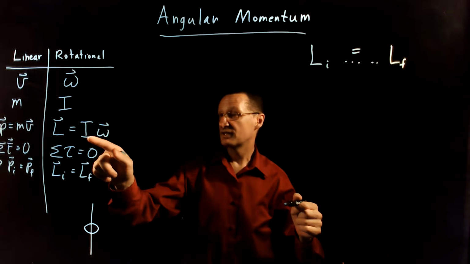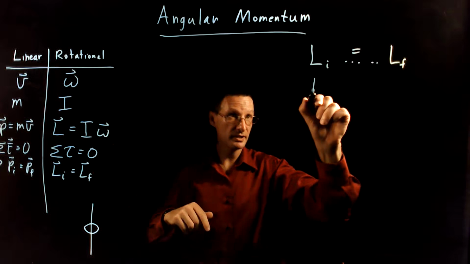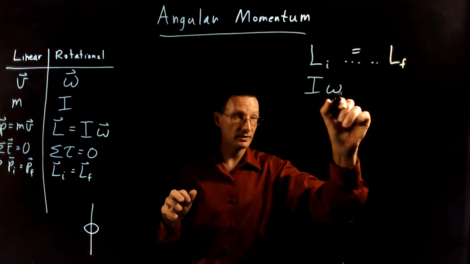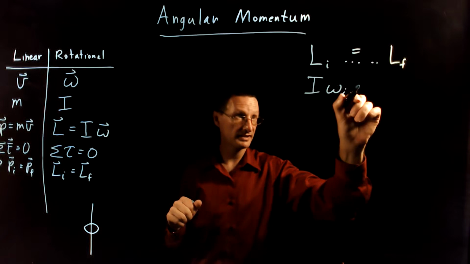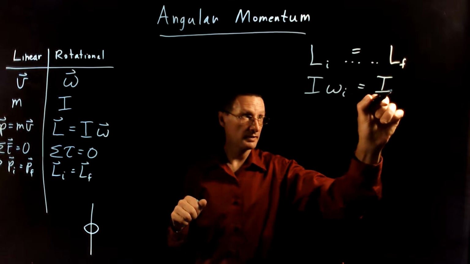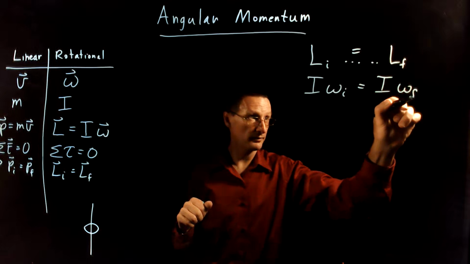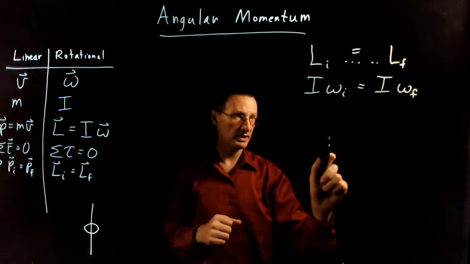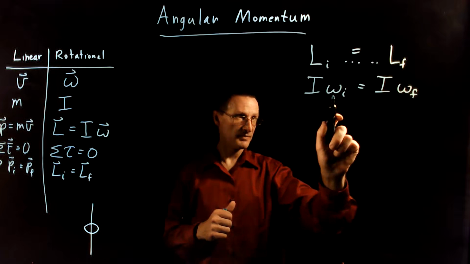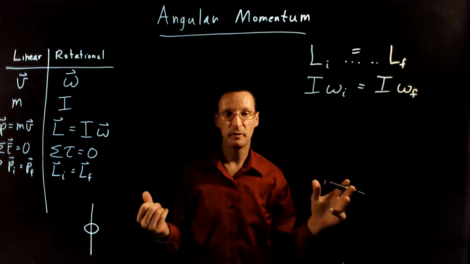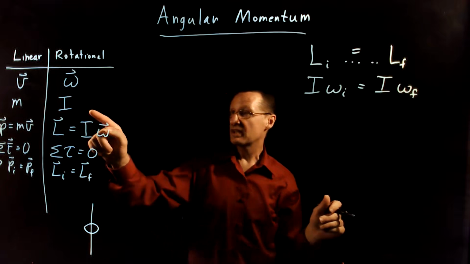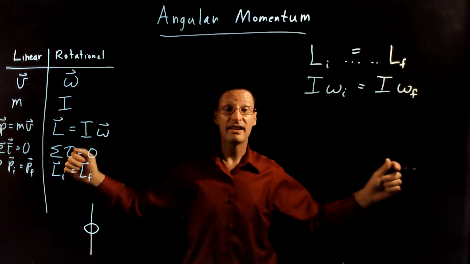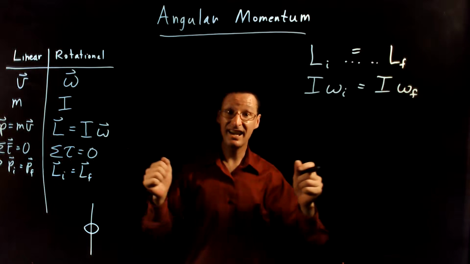If we use our definition from here, I omega, this tells you that the initial moment of inertia times the initial angular velocity has got to equal the moment of inertia times the final angular velocity. Now this looks really boring, right? This just looks like, well, if nothing happens here, then omega final must be equal to omega initial. But remember that I tells you about the distribution of the mass. And the distribution of the mass can change.